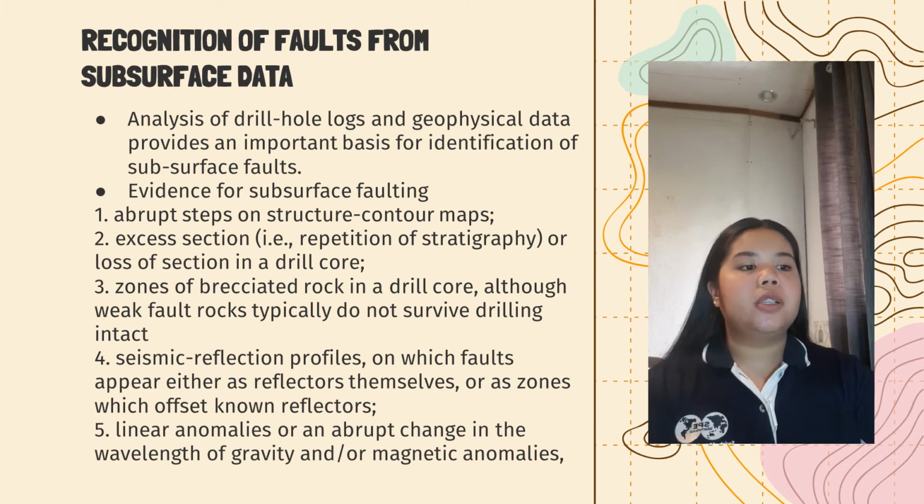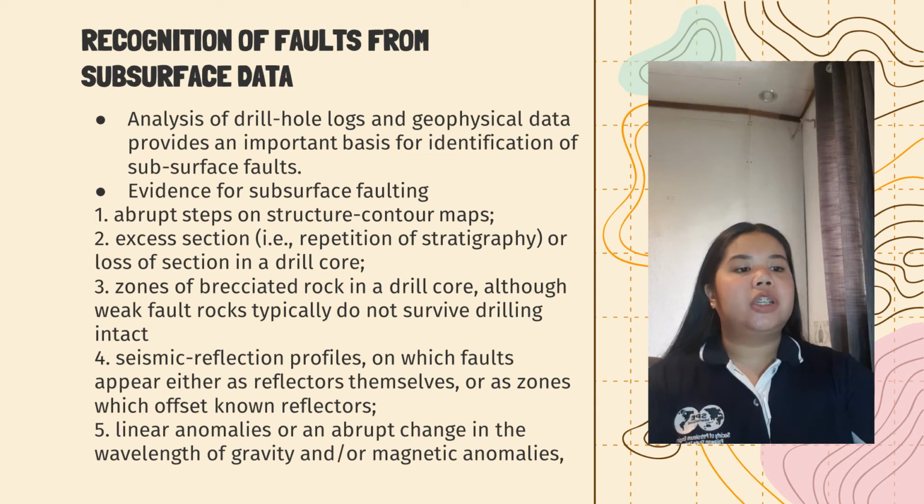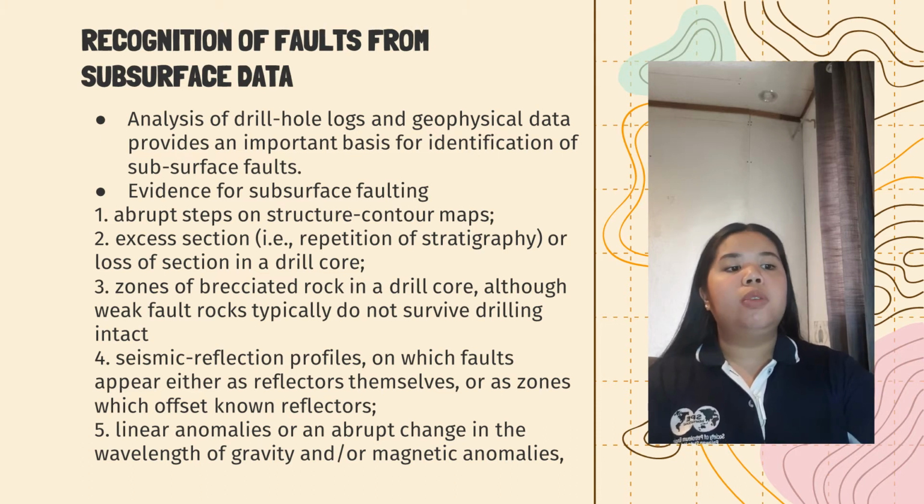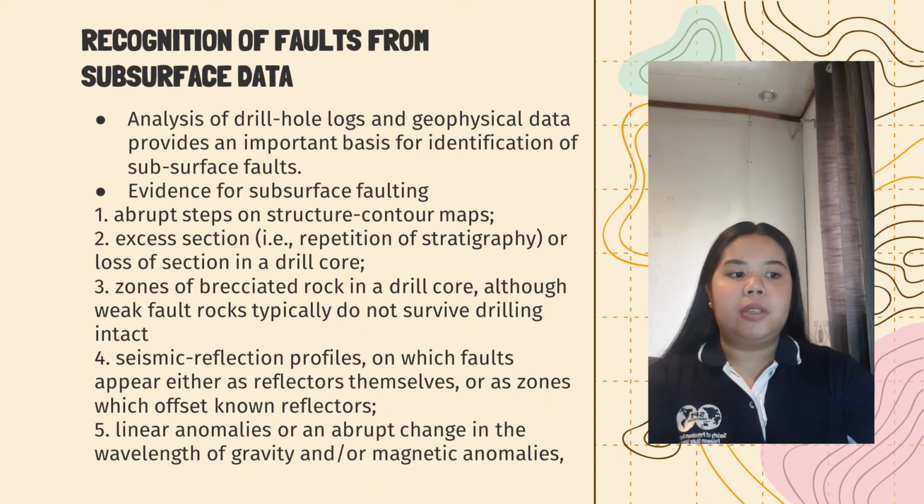First is abrupt steps on structure contour maps. Second is excess section or loss of section in a drill core. Third is a zone of brecciated rock in a drill core, although weak fault rocks typically do not survive drilling intact. Fourth is seismic reflection profiles, on which faults appear either as reflectors themselves or as zones which offset known reflectors. And lastly, linear anomalies, or an abrupt change in the wavelength of gravity or magnetic anomalies, suggesting the occurrence of an abrupt change in depth to a particular horizon.